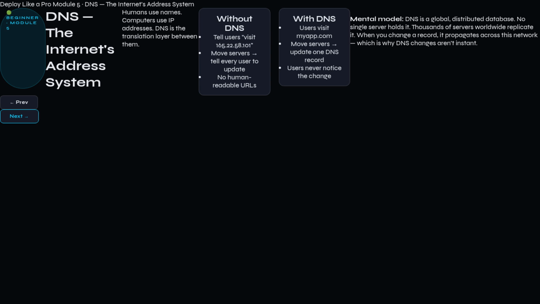You'd have to tell your users to visit 165.22.58.101 instead of visit emyap.com. And if you ever moved your server to a new IP, you'd have to tell every user to update their bookmarks. DNS solves all of this. The domain name stays constant. Under the hood, you update a DNS record to point to the new IP. Users visit emyap.com, their computers automatically find the new IP, and they don't even know anything changed.